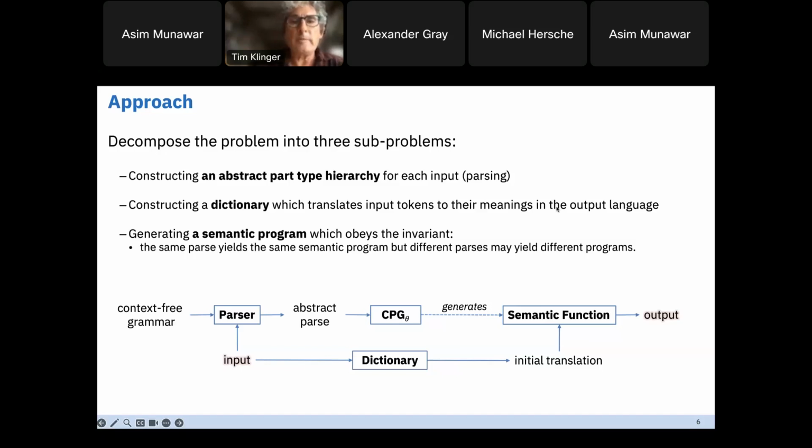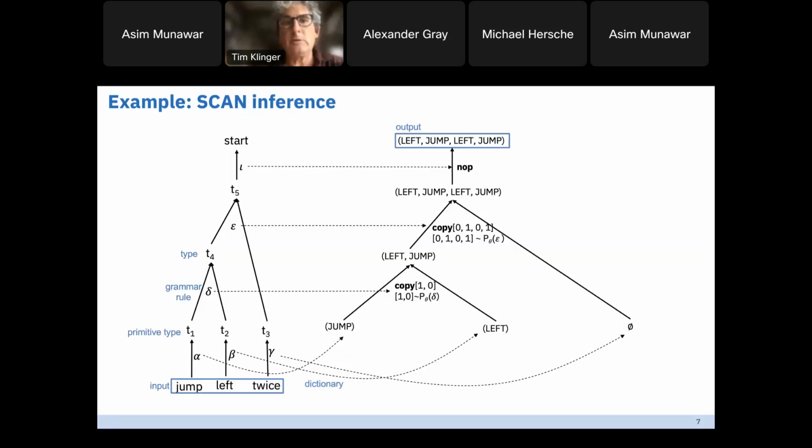So let me run through an example before going into a lot of detail. I'm just going to show you the big picture of the inference procedure. This is how we go from the input, which is on the lower left, to the output on the upper right. And this is from the dataset SCAN that we've been talking about. So let's go through it step by step. That's for the language models that are listening.